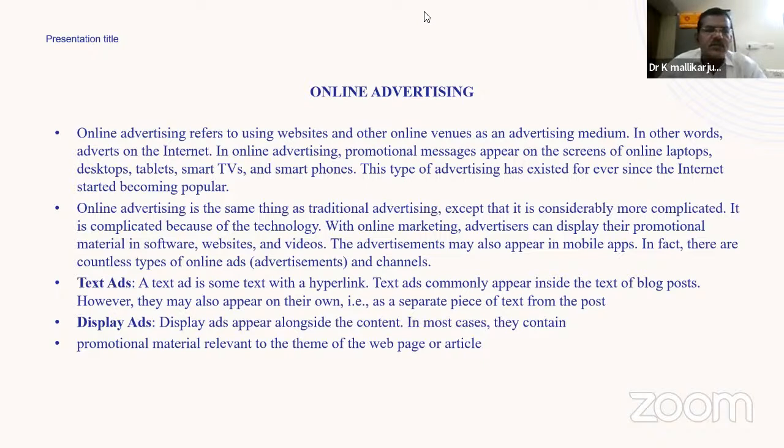In other words, in online advertising the promotional messages appear on the screen of a laptop, desktop, tablet, smartphone, or smart TV. This type of advertising has existed since the internet started and became very popular. Online advertising is the same as traditional advertising, except it is more complicated because of technology. There are different types of online advertising.